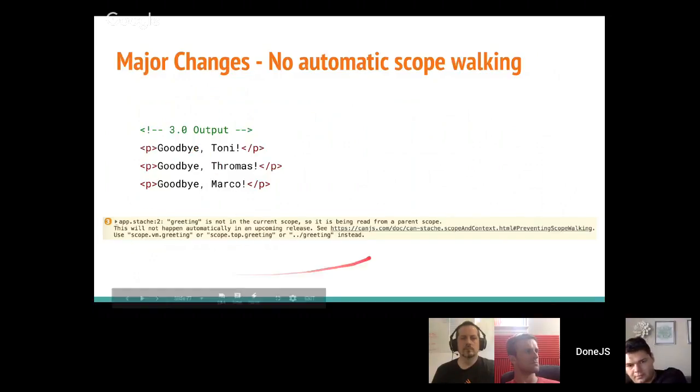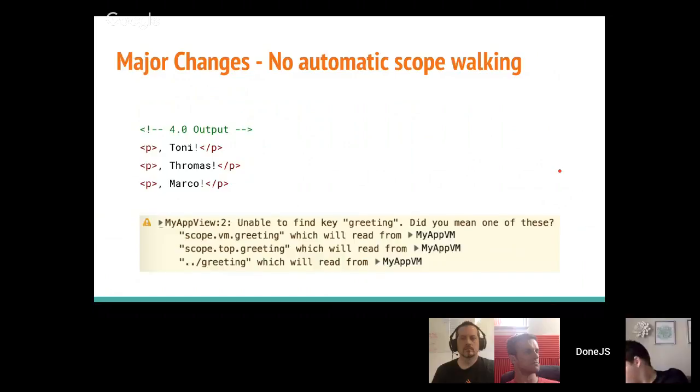You'll also get this warning here at the bottom that says greeting is not in the current scope. It's being read from the parent scope. In 4.0, it's not going to read that greeting property. It's not going to automatically walk up the scope to find the greeting.